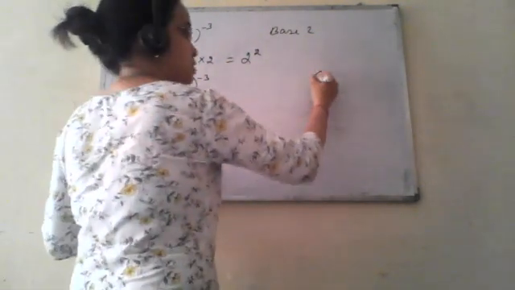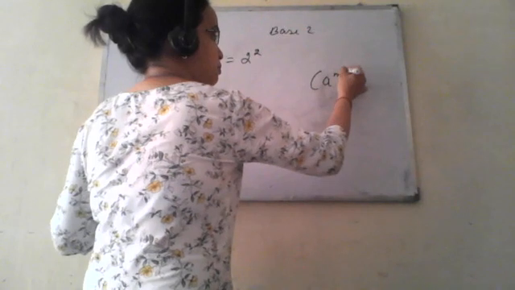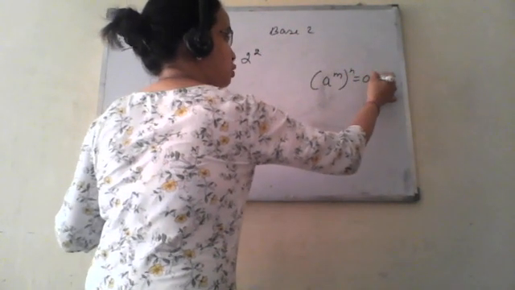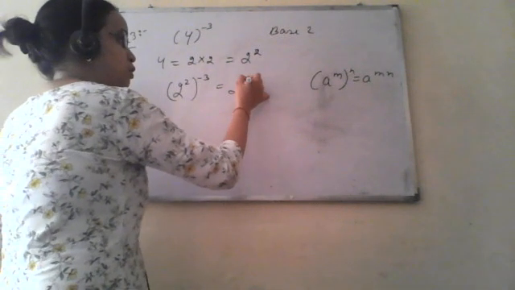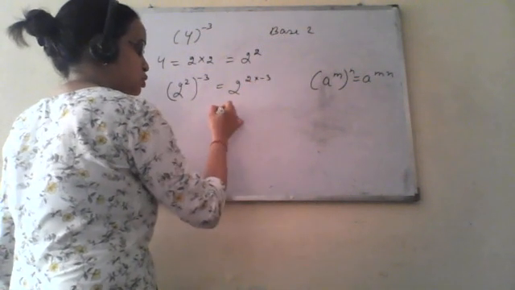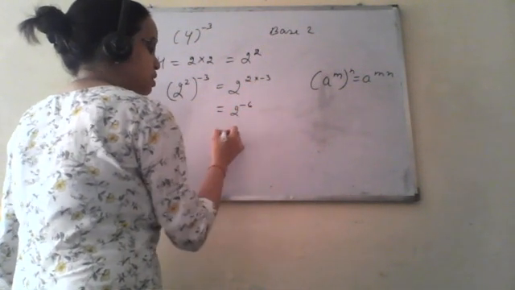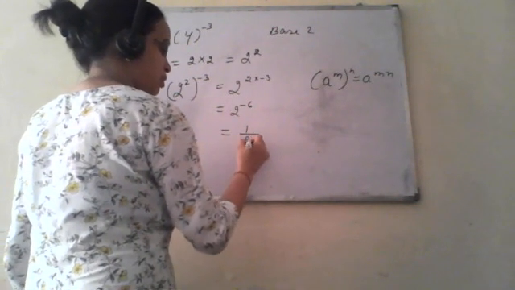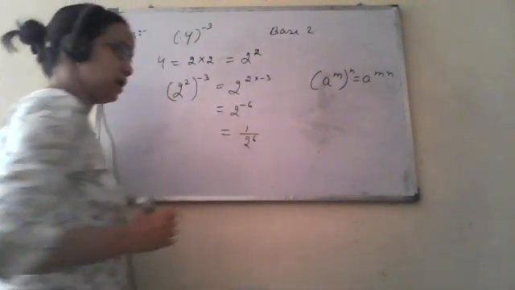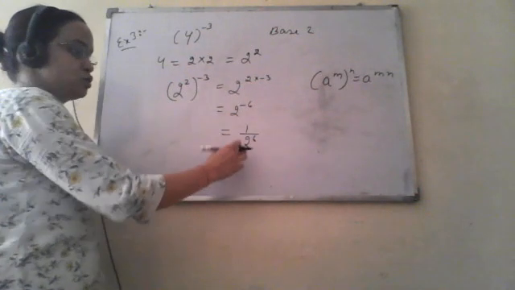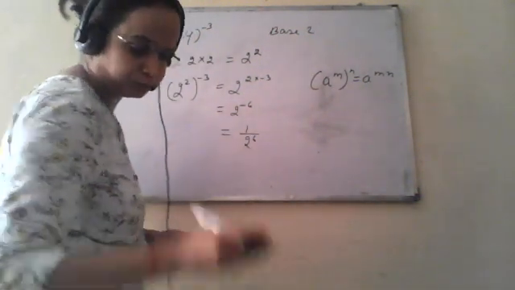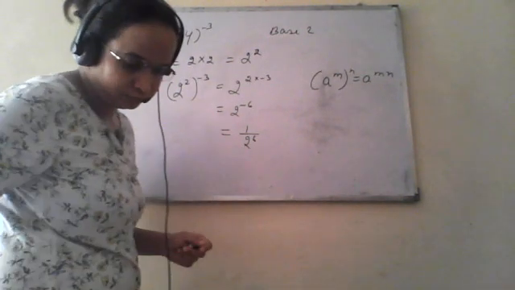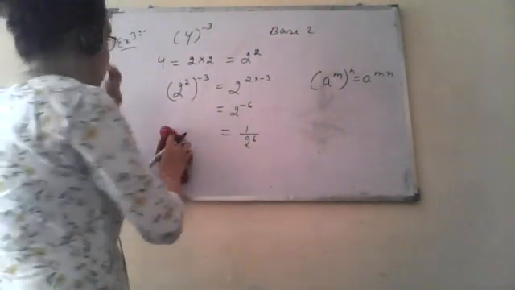Now I have said that if a to the power m whole raised to the power n, it will become a to the power mn. So it will become 2 to the power 2 into minus 3. So it is 2 to the power minus 6, or it can be written as 1 upon 2 to the power plus 6. Either way we can write it. So the base is 2. Now this 4 has been converted into base 2. Now example 4.